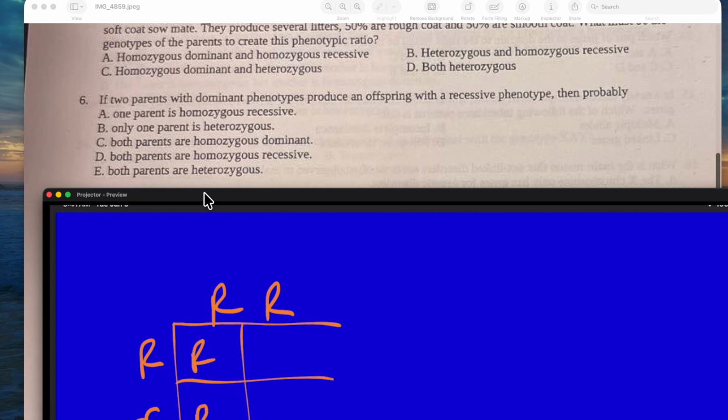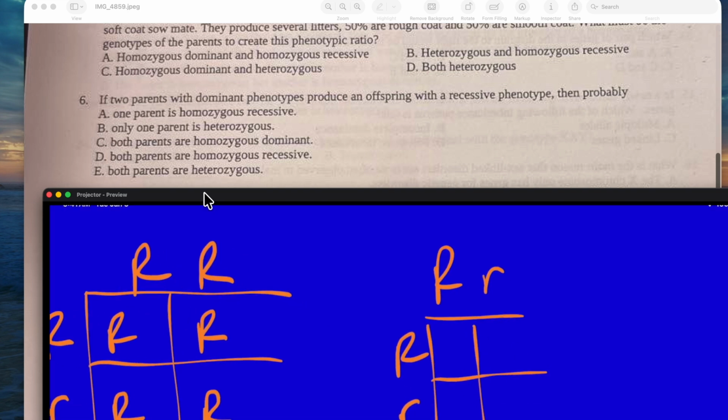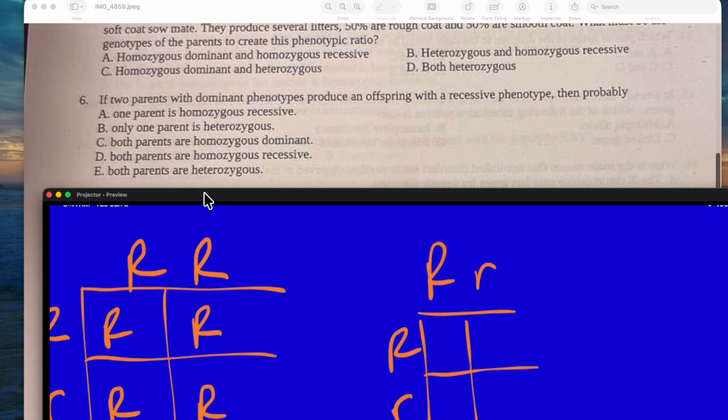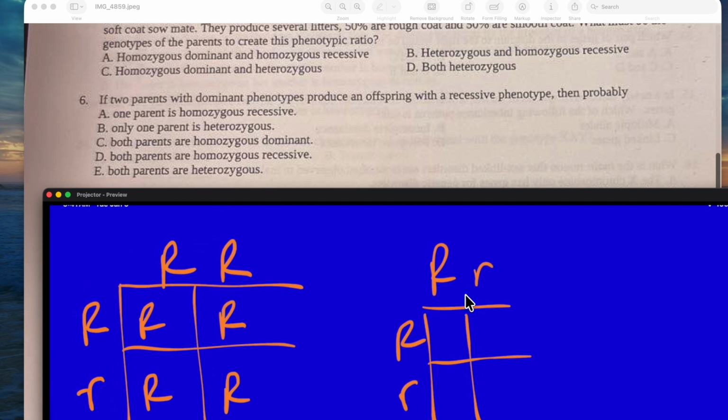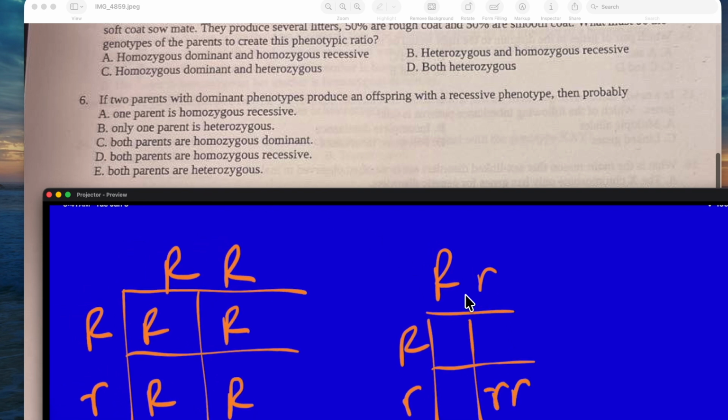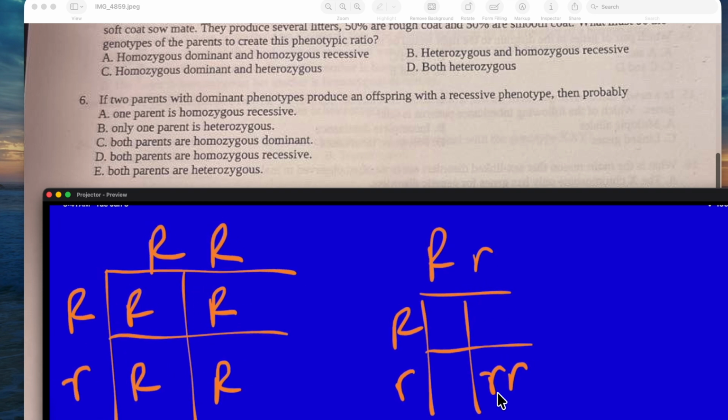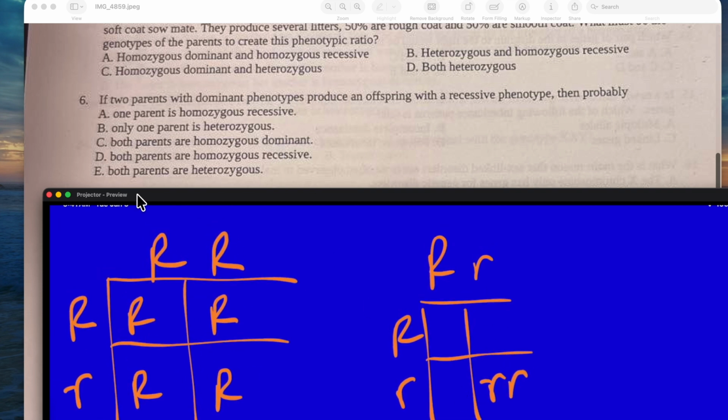the capital R would be present in each of these combinations. Therefore, you would not see the recessive phenotype. The only way for the recessive phenotype to show up is that both parents, although their phenotype is dominant, have a heterozygous genotype, and it is this lower right quadrant that would produce the recessive phenotype. So for number 6, it's choice E.